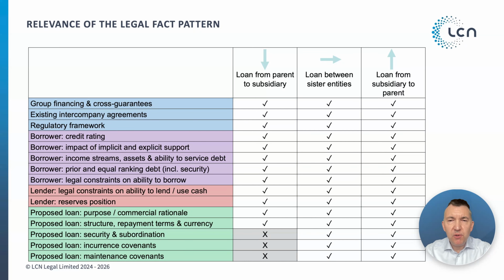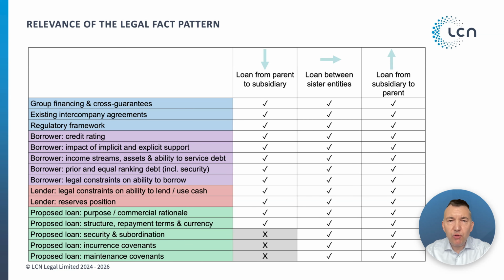This slide summarizes the relevant fact pattern elements of intra-group financing arrangements from the perspective of the main three scenarios here. So you can have a downstream loan from parent to subsidiary, a sideways loan between sister entities, or an upstream loan, from a subsidiary to the parent. And it's important to break down the different elements of the legal fact pattern in terms of potential relevance and to be clear, on the basis of BlackRock, which aspects are less relevant and in which circumstances. So let's go over these factors from the top.